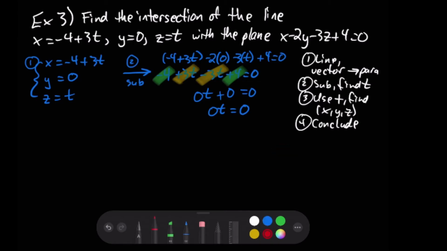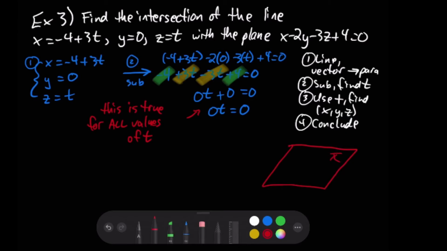So this is true for all values of t, which means there's an infinite number of solutions, and that's one of the things we know to watch out for already. Visually, what does this mean? It means that if I have my plane, my line is going to lie in that plane. Let's write our conclusion. Therefore, we have infinite intersections.